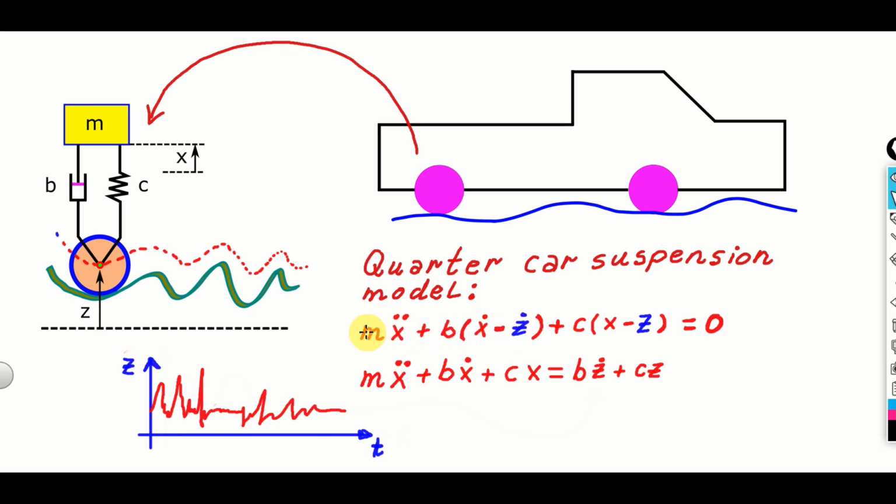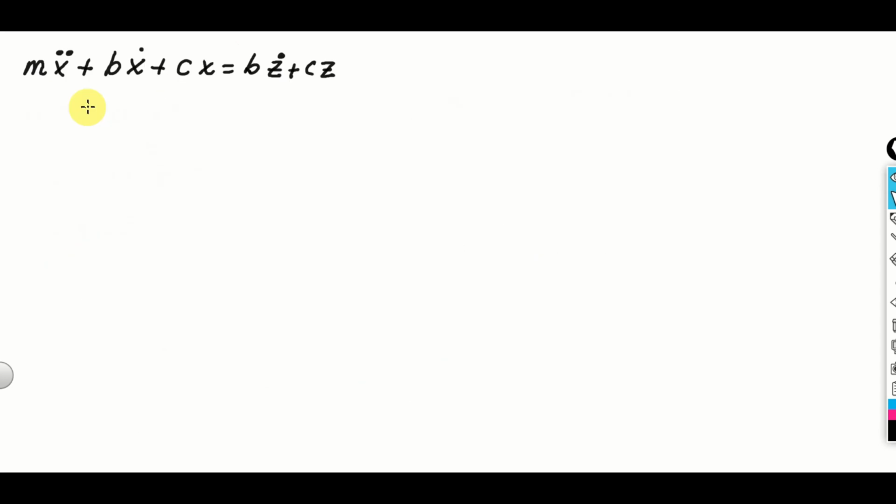From this equation, we can obtain the second equation. Over here, we simply moved z and z dot to the right-hand side. This is done because z and z dot act as a disturbance input. Before starting with Simulink modeling, it's always a good idea to properly understand the dynamics of the system.